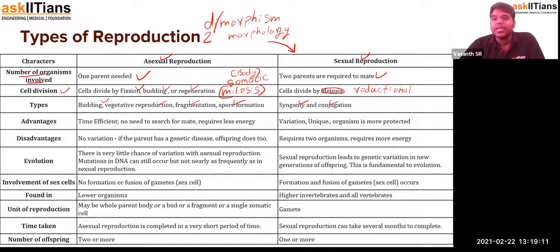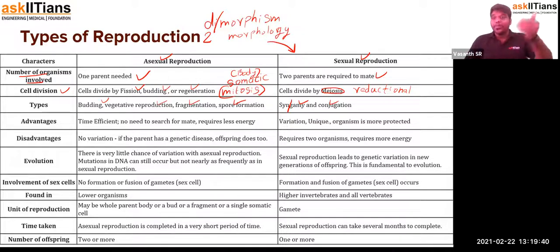So what is syngamy? Whenever you have a scientific term, you can split it accordingly and understand the meaning of the term from the term itself. Syngamy, or synchronization or union of gametes, is called syngamy. And the next one is conjugation. Conjugation is just the union of two individuals. So these are the two different types of how sexual reproduction actually takes place.